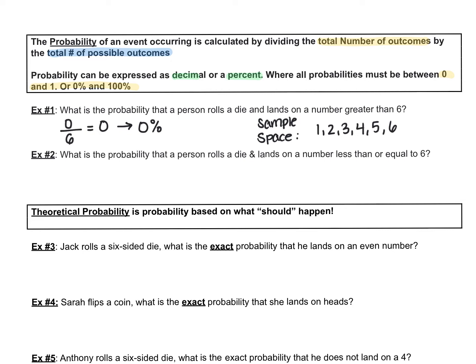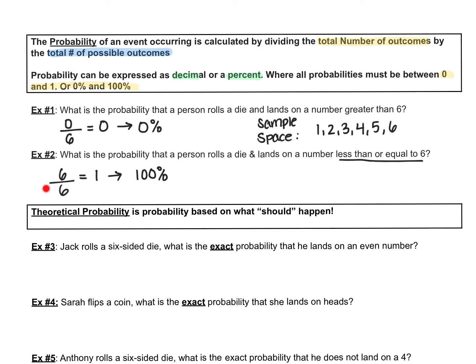All right, let's try the second example. What is the probability that a person rolls a die and lands on a number less than or equal to 6? Well, let's look at our sample space. 1, 2, 3, 4, 5, 6. Of those 6 possibilities, 6 of them are actually less than or equal to 6. So 6 out of 6 equates to 1 or 100%. So there's a 100% chance that that will happen.